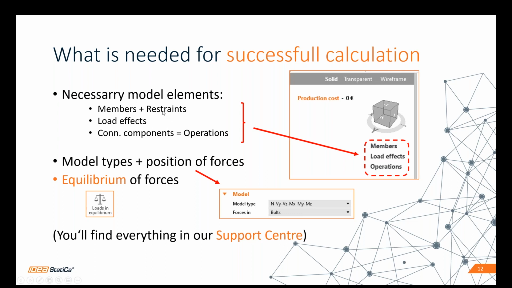And to set correctly all the restraints on these members. Then the load effects, and something to be able to connect all these members together. So some connection components, we call them operations, as mentioned previously. Then model types and position of forces. It's related to setting or correct setting of our members. So in parameters, we should select the correct model type for every member and also put our loading into the correct position.